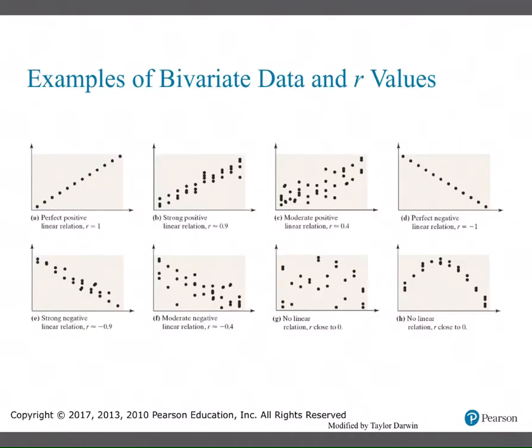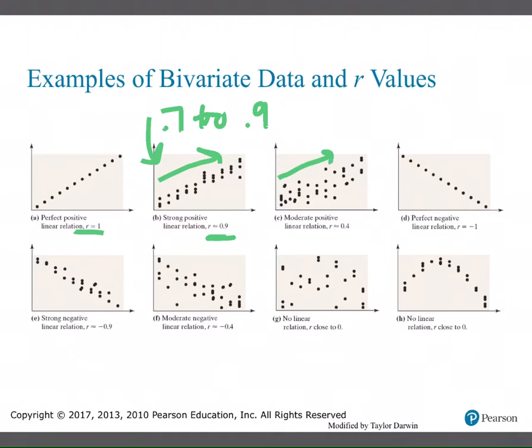So these are examples. This is R equals 1. It's a perfect line. And then as it gets a little away from 1, so maybe 0.9, it gets a little farther away, a little more spread out, but it's still got a relationship. You can still tell that it's going up. This could really be anywhere from 0.7 to 0.9 positive. They all kind of look like this. As it gets farther away from 1, it gets more spread out, but this is a strong relationship.